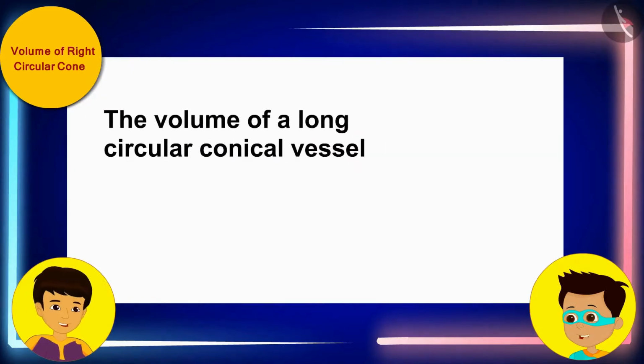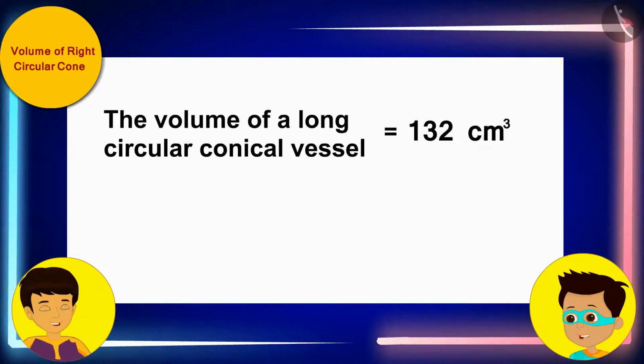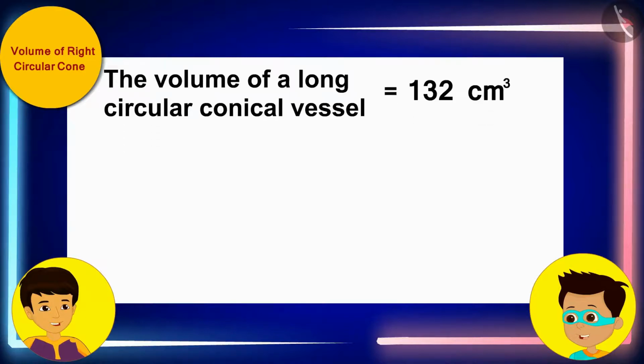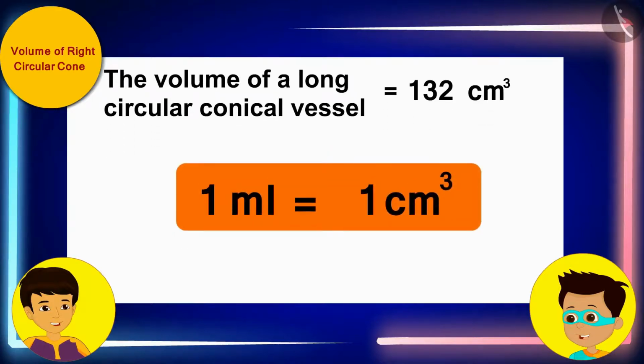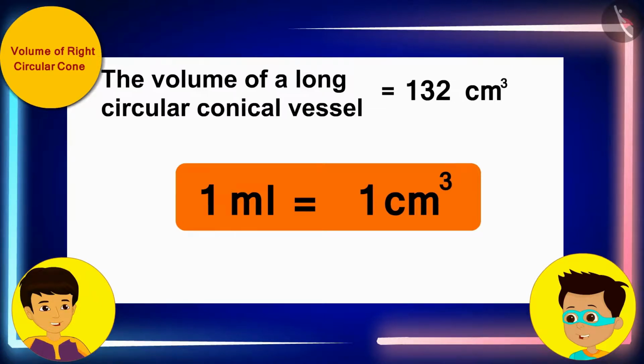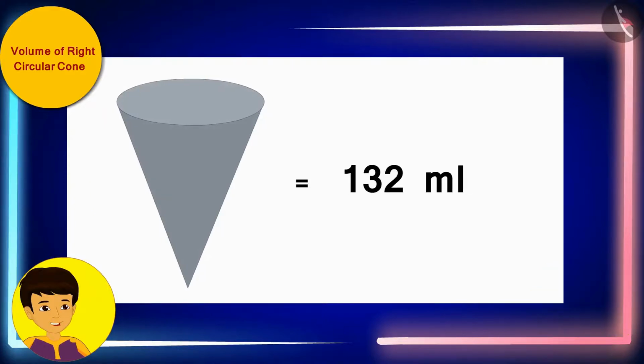The volume of this right circular conical vessel is 132 cubic centimeters. And we know that 1 milliliter is equal to 1 centimeter cube. Therefore, we can say that 132 milliliters of water can be filled in this right circular conical vessel.